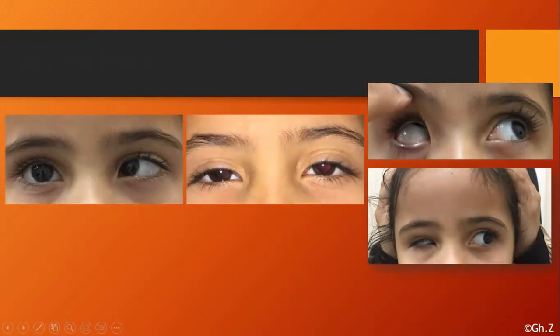So in this slide, the pointer is now aiming at the middle photo. I'm taking some history because this is one of my cases. I have taken this photo after dilatation, so the pupils are dilated, as you can see. And the Hirschberg test looks central in each eye. So this seems to be orthotropic.